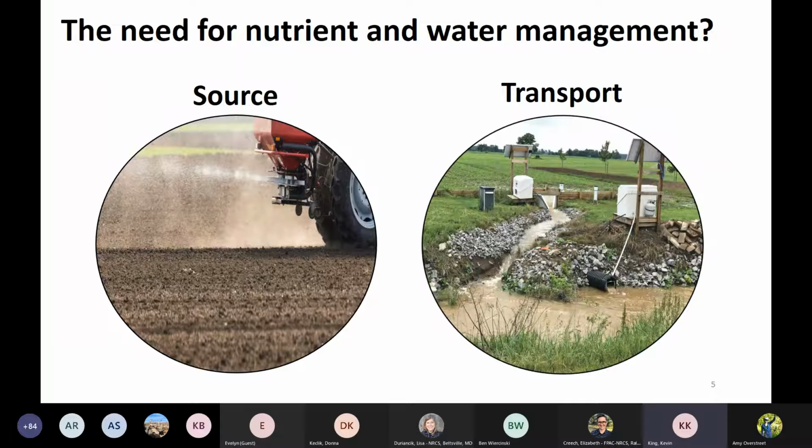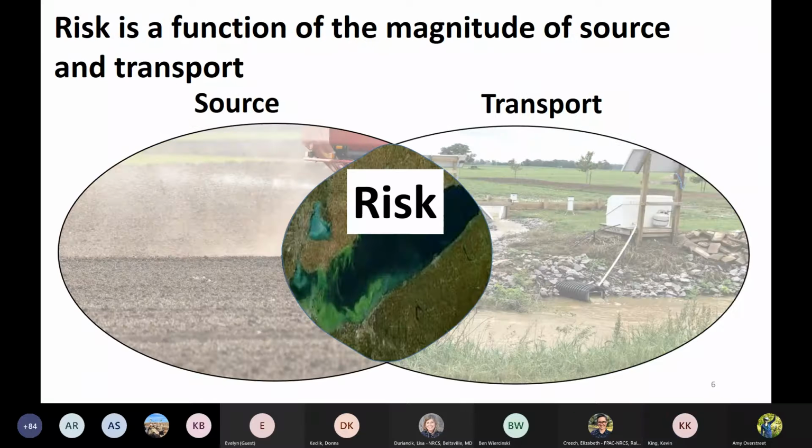Alone, neither source or transport pose a water quality risk. However, the agricultural systems that we deal in are not zero discharge systems. They are leaky. And because they are leaky, there exists a risk of off-site transport and downstream issues.